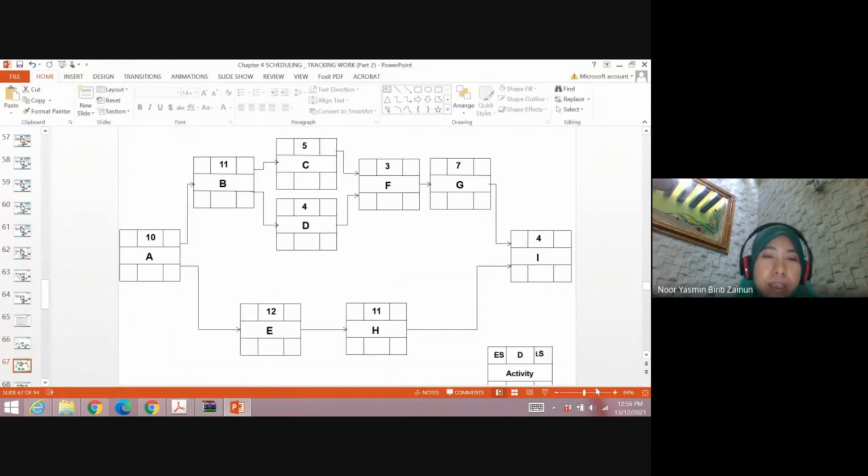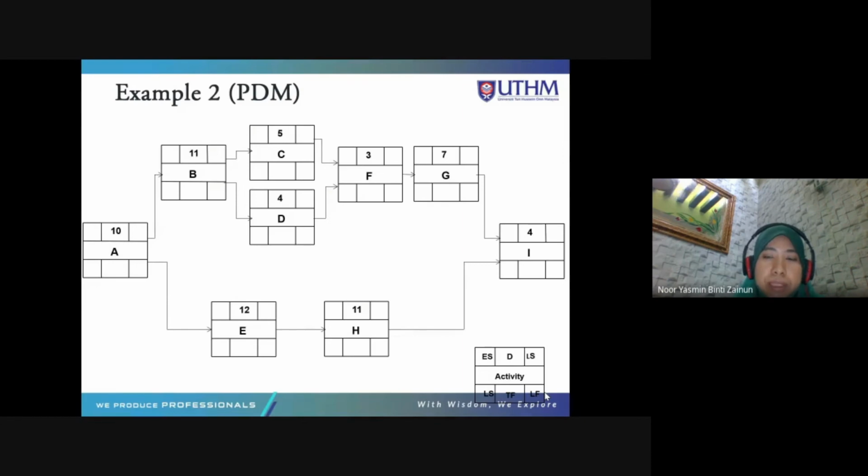And then we calculate the forward pass and backward pass. 0 plus 10 is 10. And then 10 carry forward here. Look at the arrow. 10 is also here. Okay. You need to see the arrow. Okay. 10 plus 11 is 21. So 21 is here. Look at the arrow. 21 also here. Okay. 21 plus 5 is 26. And 21 plus 4 is 25.